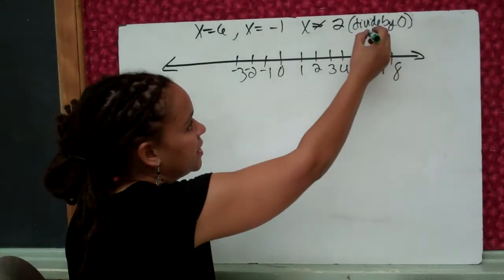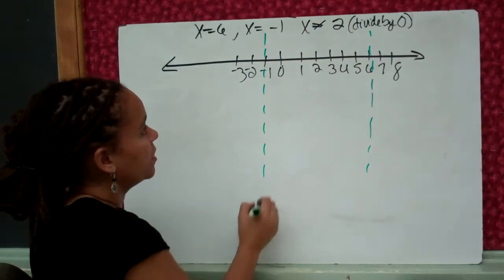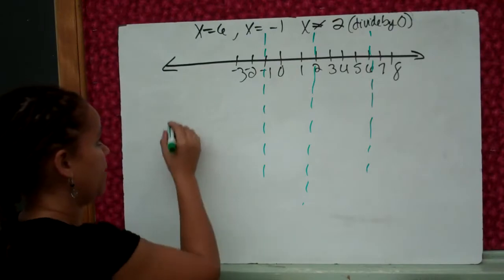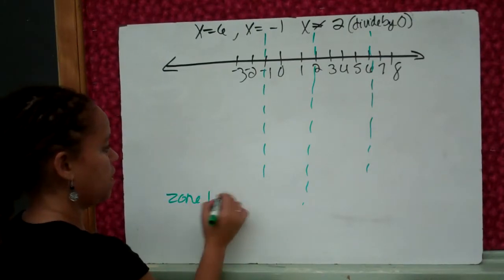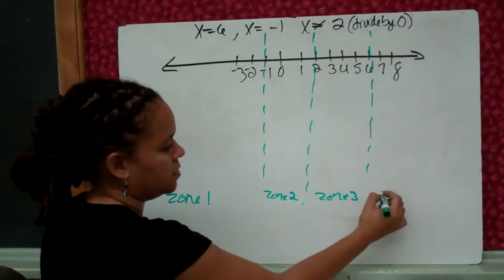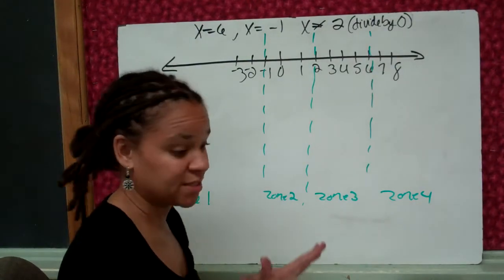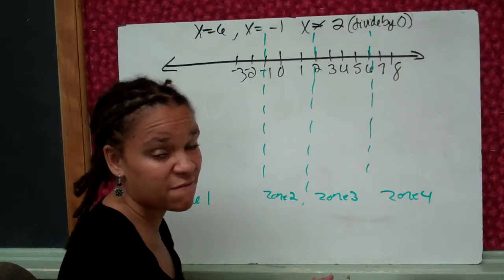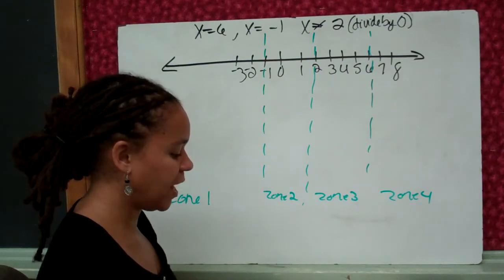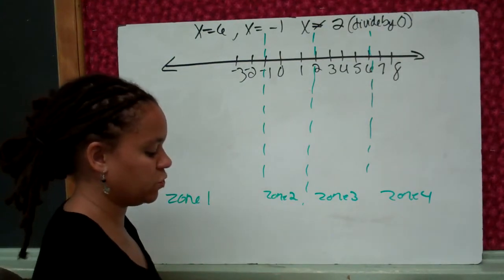So let's go over to 6, and we're going to break the number line there. Go over to negative 1. Break the number line there, and at 2, break the number line there. So we have zone 1, zone 2, zone 3, zone 4. Here's what the trick is. You need to test something in every zone and see what works. The way you do that is we're going to pick a number over here and test it with the original equation.